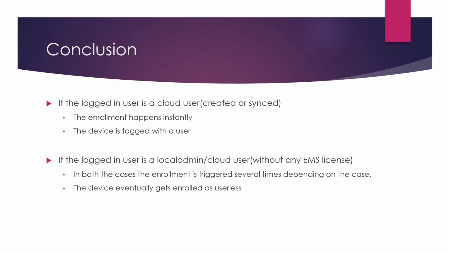However, if the user who was logged in was a cloud user but did not have an EMS license assigned to him, or he was a local admin. In both the cases, obviously, if he's a local admin, then he wouldn't have an EMS license. So in both the cases, the device will eventually get enrolled, without user affinity, meaning that there will be no user assigned to this device. And when we go into the Intune portal, we'll be able to see that there is no user attributed to the device. However, as we saw, there was a little variation on the timeline.